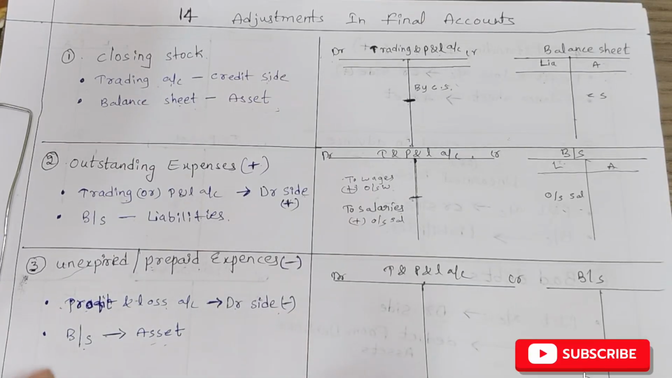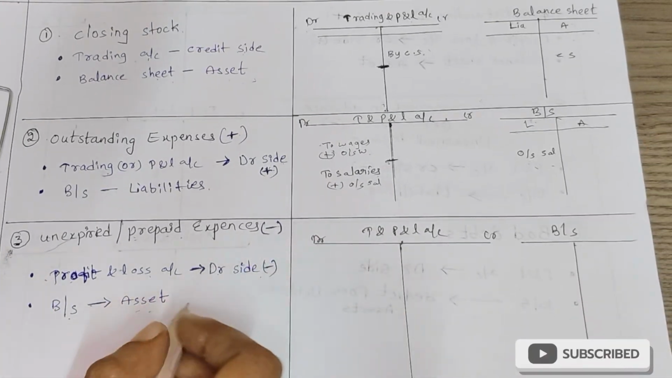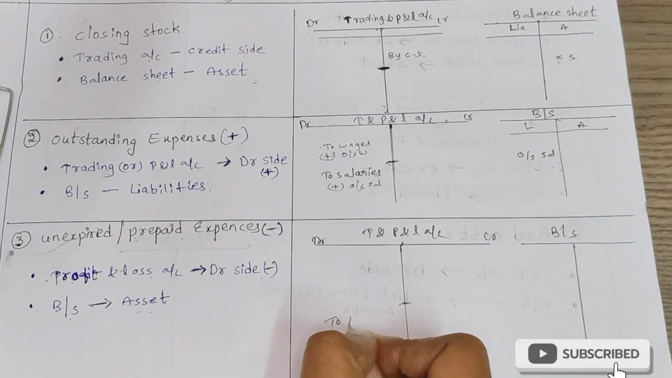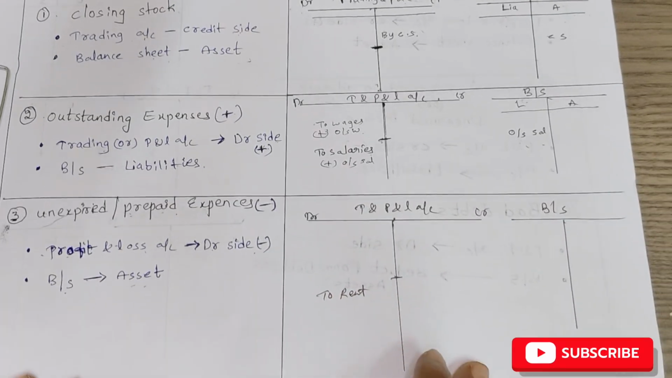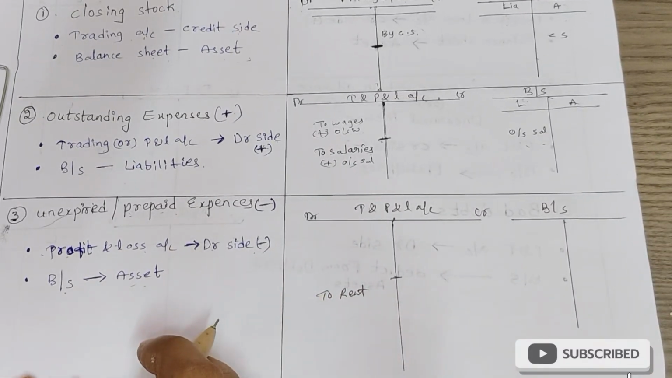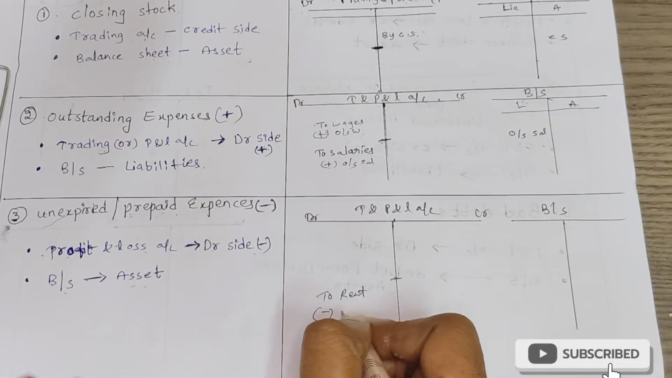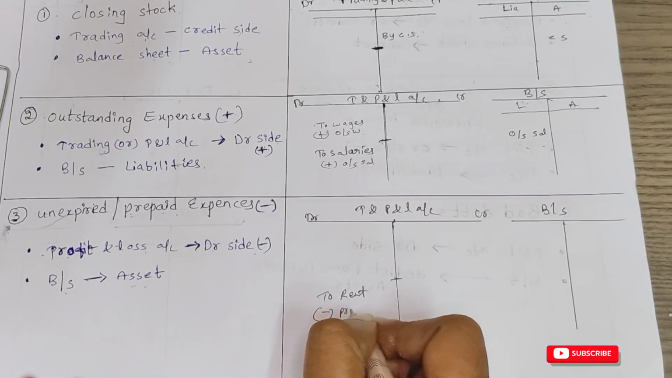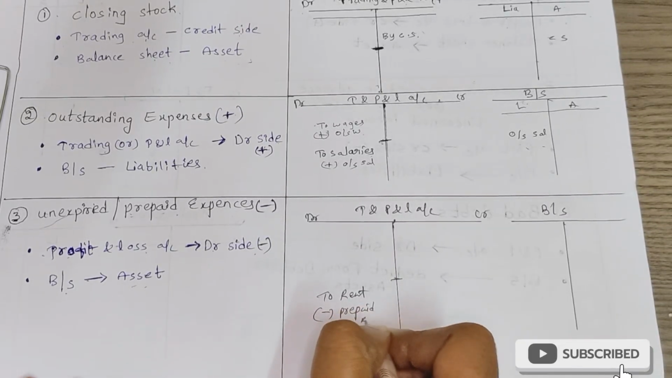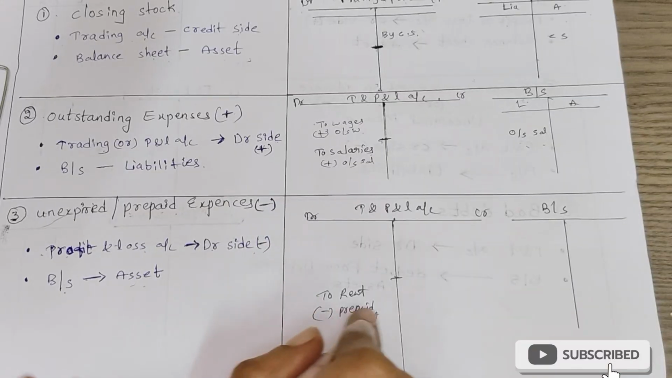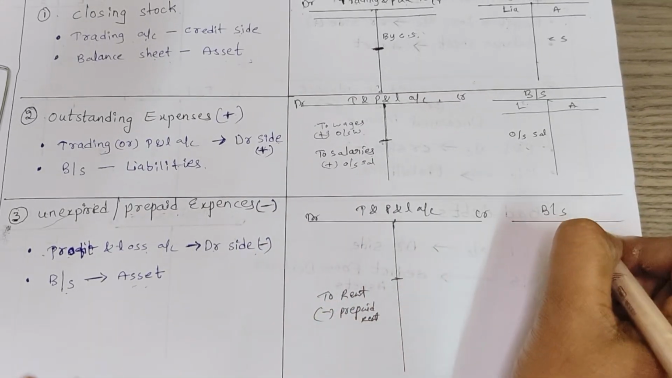For example, prepaid rent. Rent is available on the profit and loss account debit side. Already we have rent there. So for that rent, we have an adjustment. What is that? Prepaid rent. If it is prepaid rent, that will be deducted from the rent. So we deduct prepaid rent on the debit side of the profit and loss account. Then we need to show this prepaid rent on the asset side of the balance sheet.